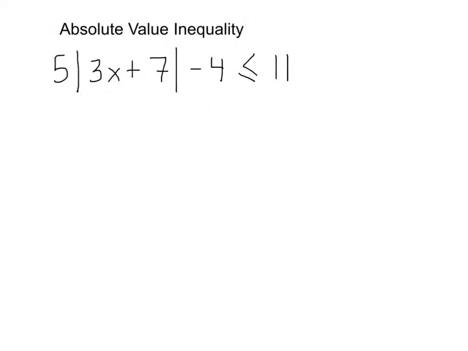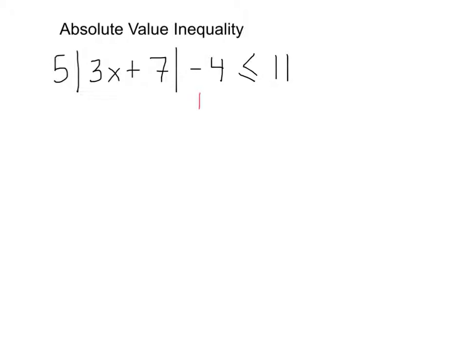So what you see on the screen has an absolute value, but it's not an equation because right here is not an equal sign. It's an inequality, a less than or equal to sign, right? And so this is not an absolute value equation. It's an absolute value inequality, okay? We solve it very similar to the way we would solve an absolute value equation with some small differences.